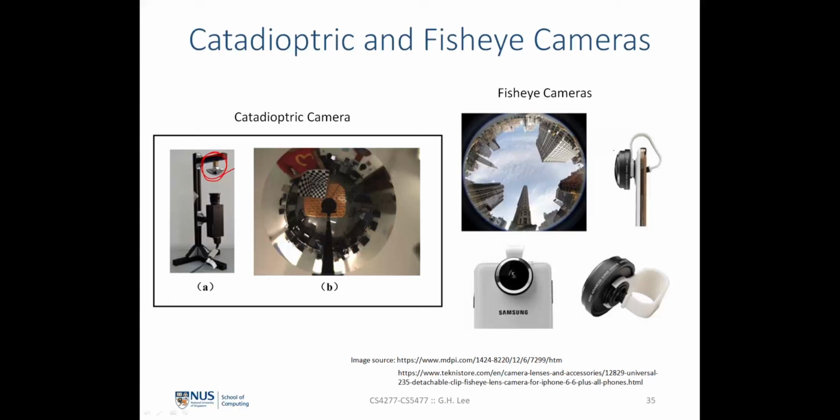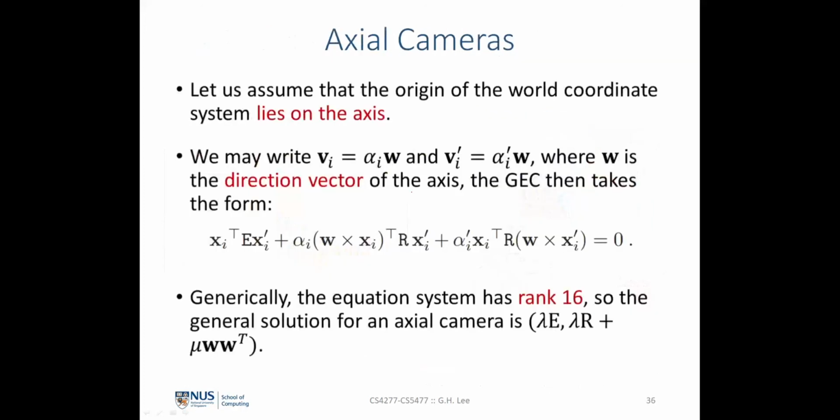And similarly, for fisheye camera, here's an example of a fisheye camera that you can purchase to mount onto your mobile phone, for example. So in this case here, since there's a wide angle field of view, we can also treat these light rays as not converging at a single center of projection. I will not go too much into the detail of the camera models of the catadioptrics and the fisheye cameras, but these two cameras can also be generally treated as non-central cameras.